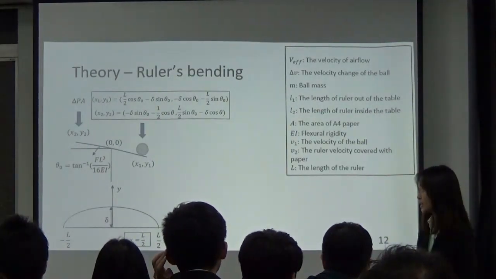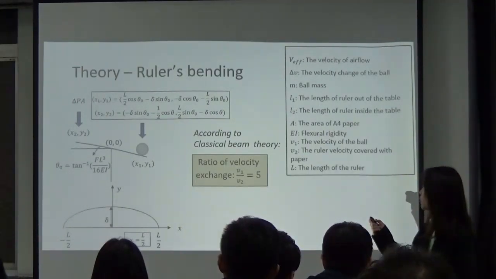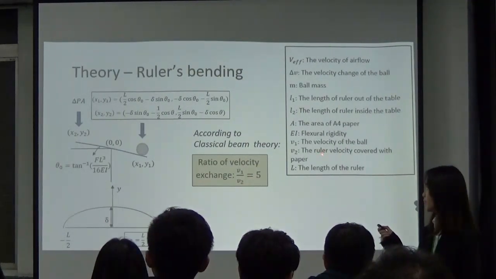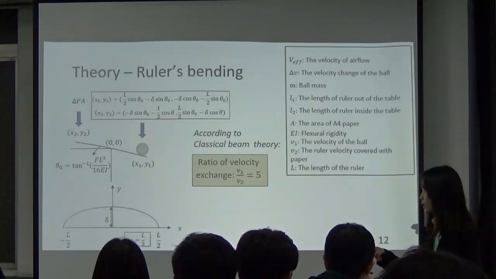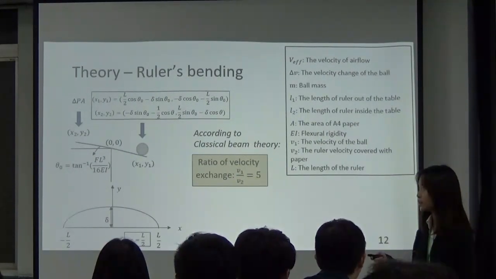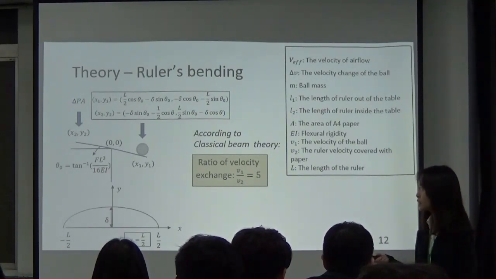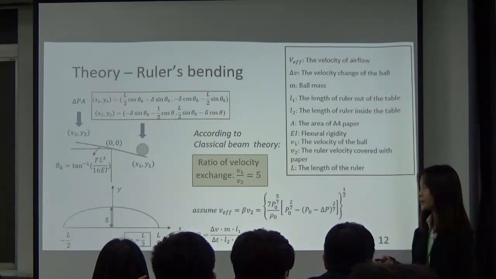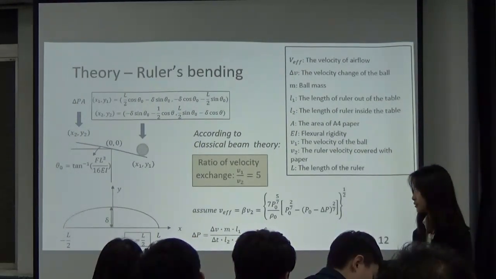For the ruler spinning part, we use classical rotation theory. V1 is the velocity of the ball, and V2 is the velocity of the ruler covered by the paper. When we calculate the two positions on the two sides of the ruler, we get a ratio of V1 to V2 of 5. And the actual experiment data is 4.71, so it actually matches the theory quite well.